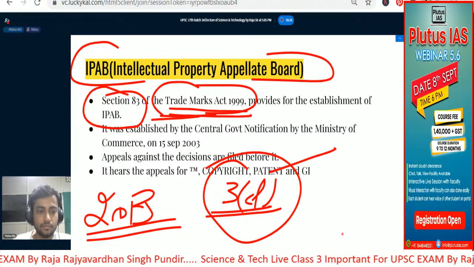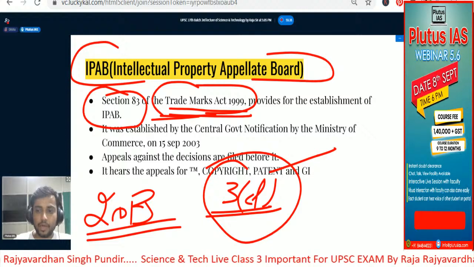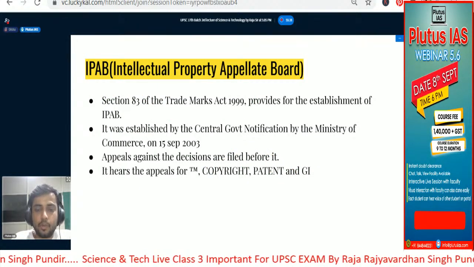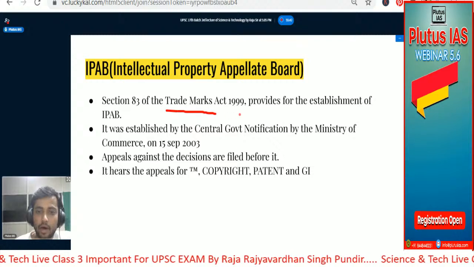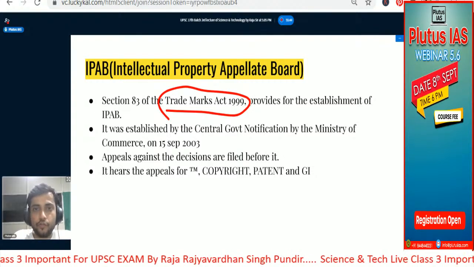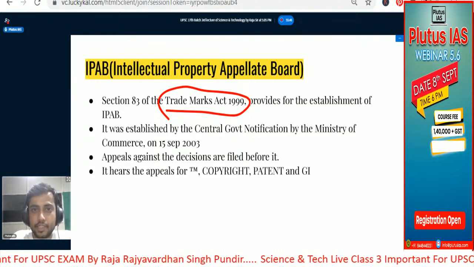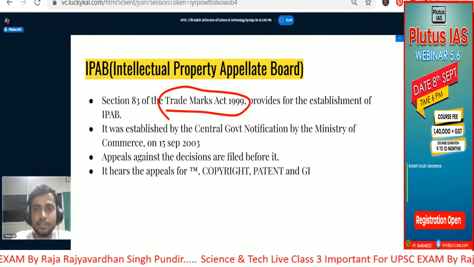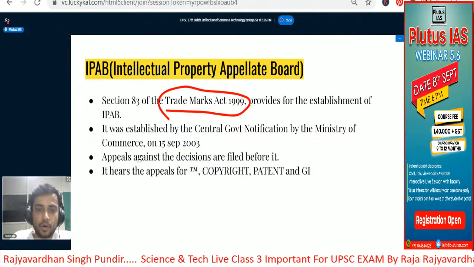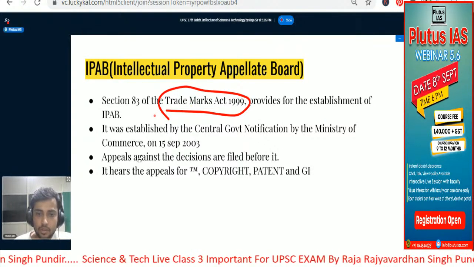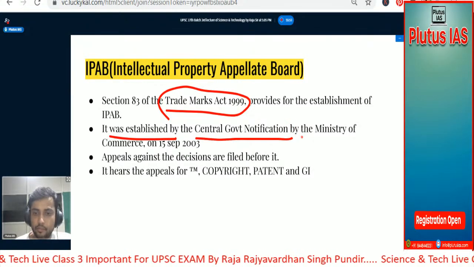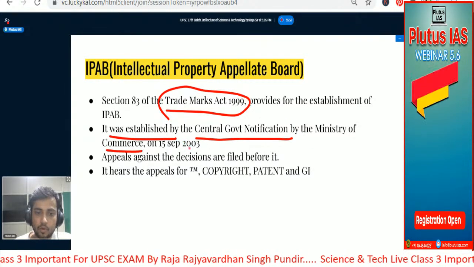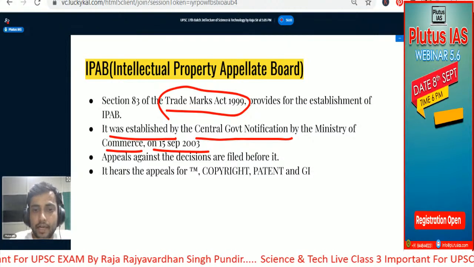You are now unmuted. Okay, so this intellectual property appellate board was established by the Trademarks Act. From the prelims point of view, this is something to remember; the more your memory can retain, the more advantage you have. So this appellate board was established by the central government by a notification on 15 September 2003.